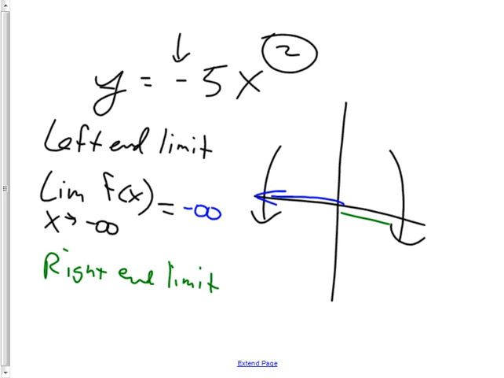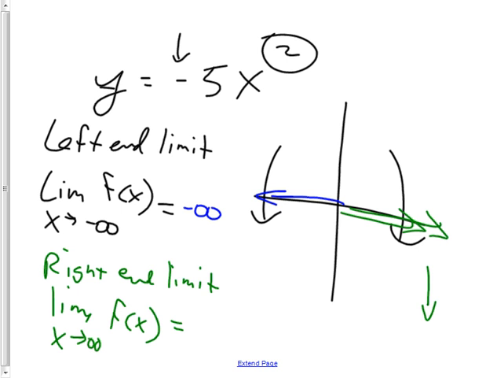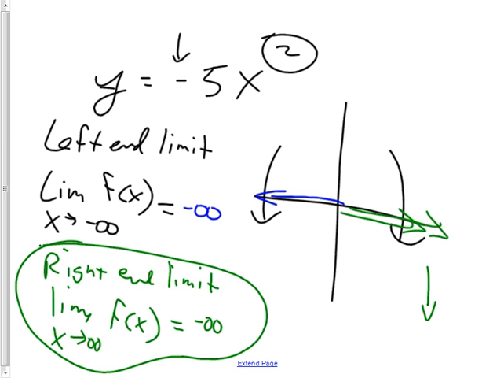That's way over this way. So that's the limit as x approaches infinity of my function. If I go way this way, it's going to be going way that way. Negative. Here's my right end limit. Here's my left end limit.